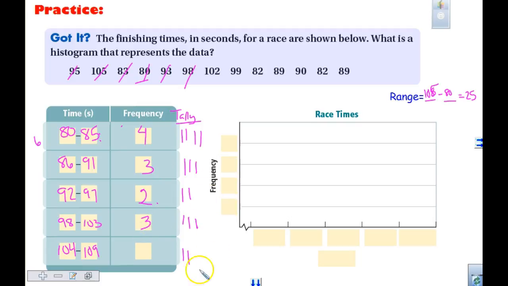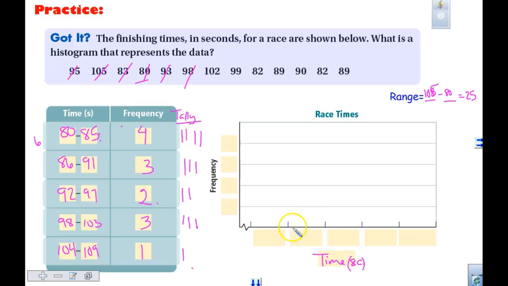And I think I put it in the wrong one. This should be 1, right? I should have 3 here and the last one. I only have that 105 in that range, okay? So then we go over here. They already have the word frequency. We have race time. So our time down here is going to be our time in seconds.